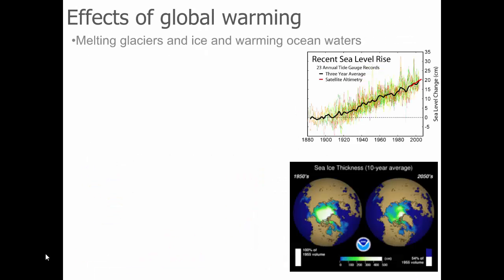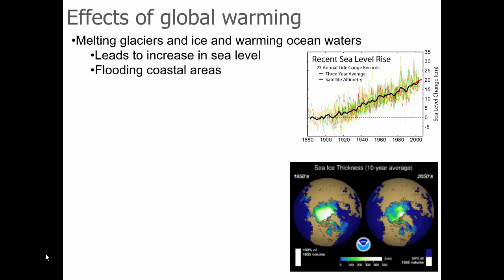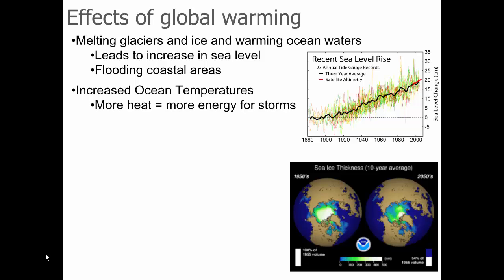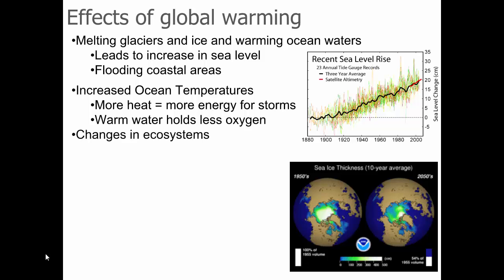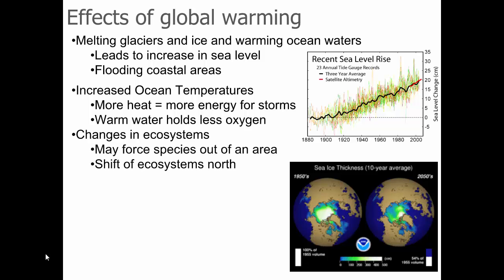Because as the Earth gets warmer, ice melts, glaciers melt, ice sheets melt, and that water ends up in the ocean, and sea level rises. And a rise in sea level leads to flooding of coastal areas, obviously. Increased ocean temperatures lead to more intense storms and hurricanes and so forth. Warmer water holds less oxygen, so there's less oxygen for the organisms that live in the ocean. And as the temperature warms up, certain species may be forced out of an area. Some species may come into an area.